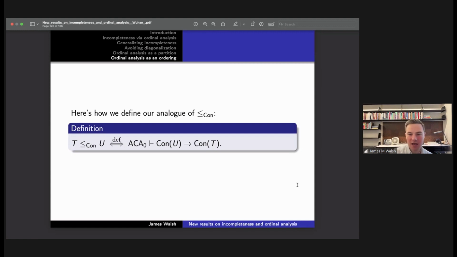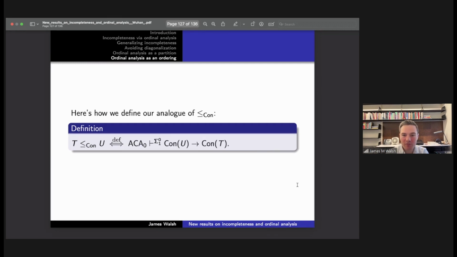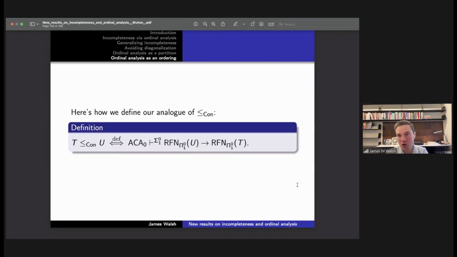So here's how we're going to define our analog of the consistency strength ordering. I have here T is less than or equal to U in consistency strength. This means that ACA0 proves Con U implies Con T, right? So the first thing to note is that ACA0 is sigma 0, 1 complete. ACA0 proves every true sigma 0, 1 sentence. So if I add this to the superscript here, nothing changes, right? So this is saying the same thing. If you add a sigma 0, 1 oracle to ACA0, you get no extra strength. And moreover, remember, Con coincides with pi 0, 1 reflection, right? So if I replace Con with pi 0, 1 soundness, again, I'm saying the same thing. So we haven't changed anything so far.